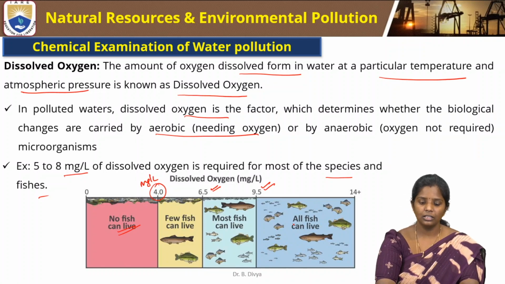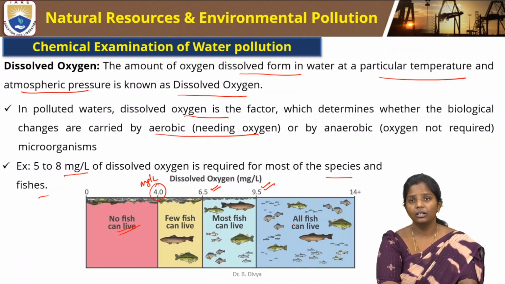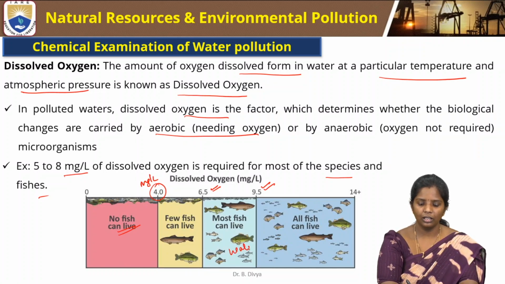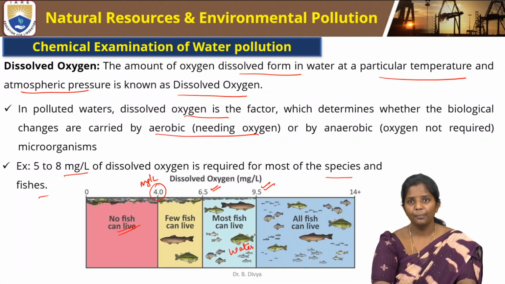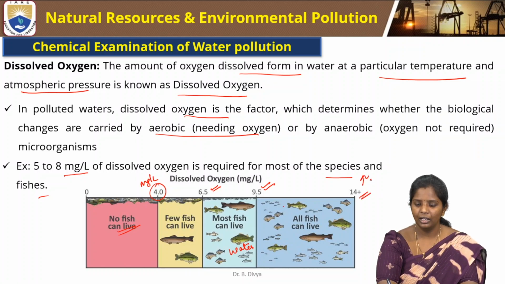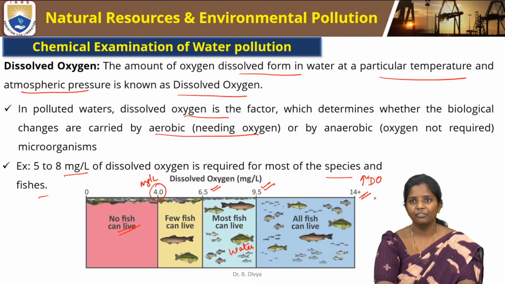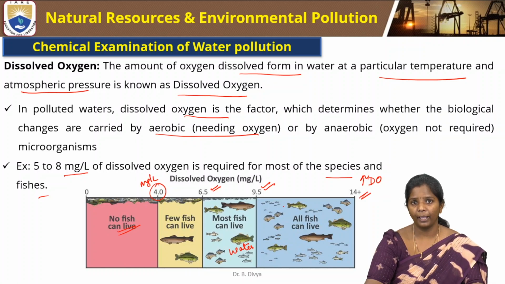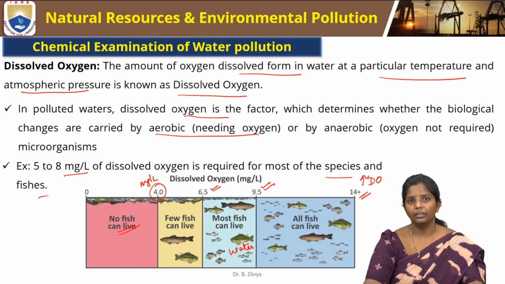It means that they require a certain amount of oxygen in dissolved form in the water so that they can survive. In the same way, for 9.5 to 14 plus, whenever there is high dissolved oxygen, it is good for the survival of fishes or any other useful organisms or useful animals that can live in the water.